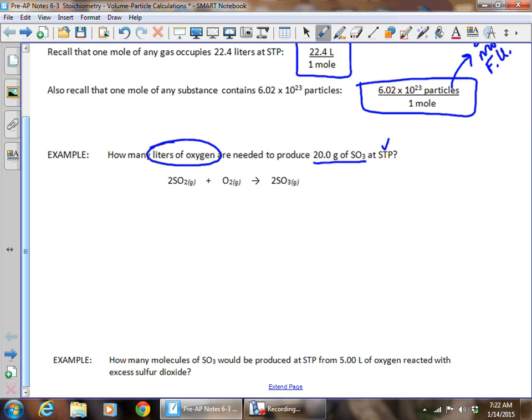We need X liters of oxygen, and we're trying to produce 20.0 grams of SO3. So we're Xing out SO2. We're underlining our coefficients so we can make our mole ratio. And our mole ratio in this case is going to be 1 mole of oxygen for every 2 moles of SO3. X out those coefficients if you wish, so you don't try to use them again. And let's start the problem, as we always do, with what we've got underlined.